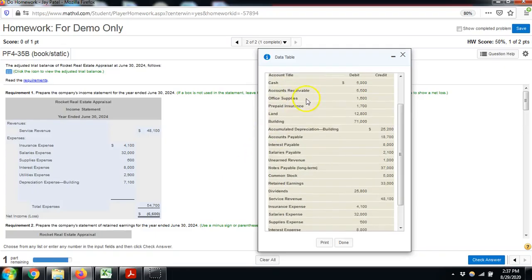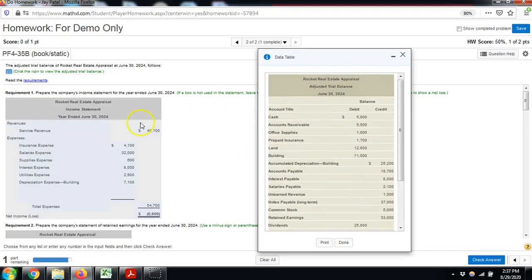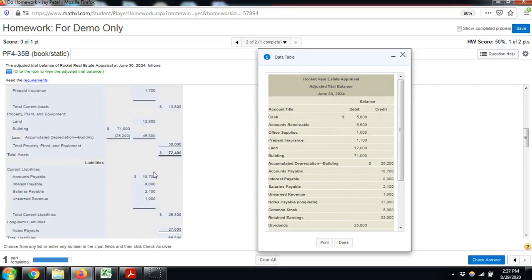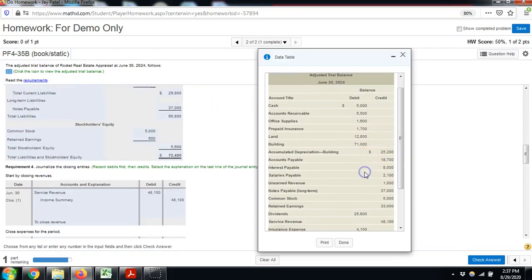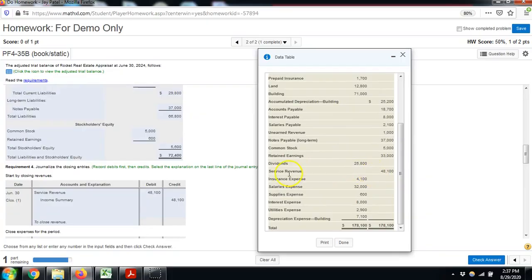We had our adjusted trial balance here. We then used these numbers to create our financial statements. After the financial statements are created, we then want to zero out all the temporary accounts to get ready basically for the next period. So after the financial statements are prepared, we're now going to close out the books for the period by doing these closing entries.